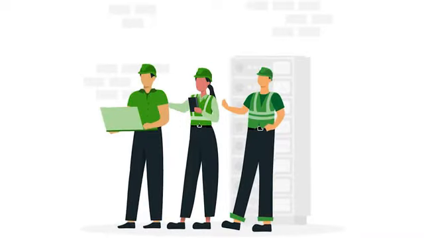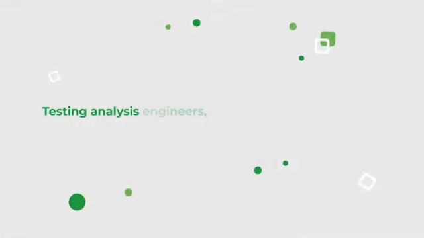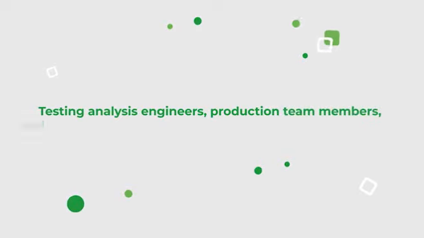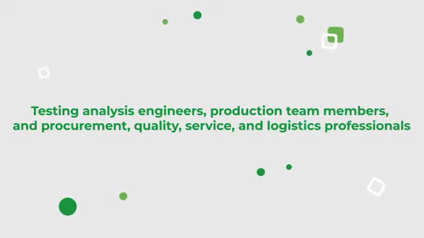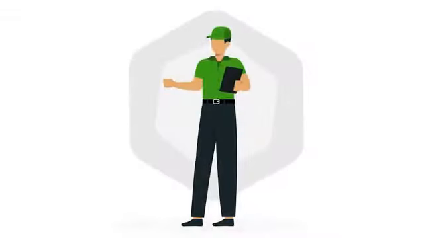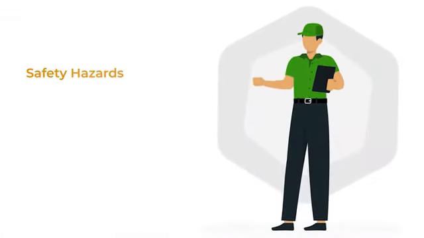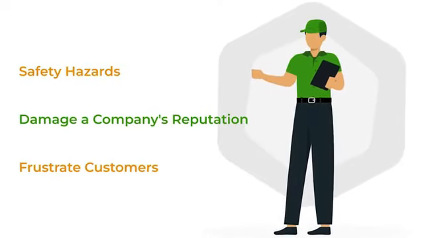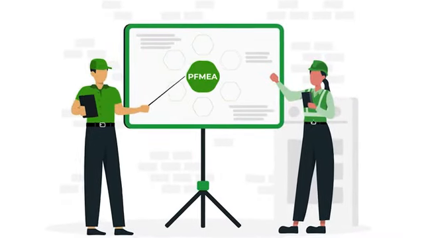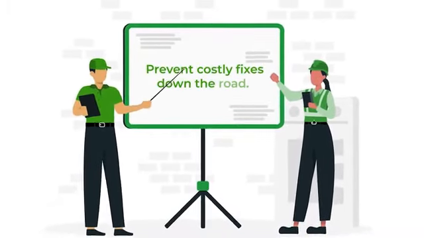The structure of the team performing PFMEA should include testing analysis engineers, production team members, and procurement, quality, service, and logistics professionals. Quality issues with a product's design or production process can cause safety hazards, damage a company's reputation, or frustrate customers. DFMEA and PFMEA help avoid such issues and prevent costly fixes down the road.